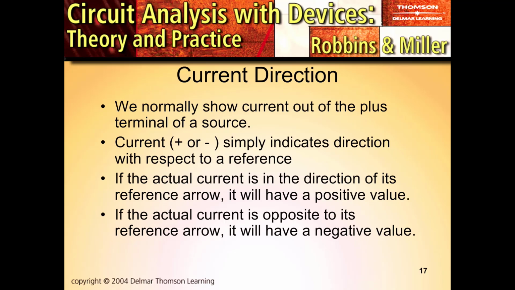And remember, I talked about that before. Current has no polarity. It's the polarity given that indicates direction with respect to a reference. And in our case, because we use conventional current as our reference, if I was to show you an arrow for current that is opposite to that direction, we would express that as a minus.